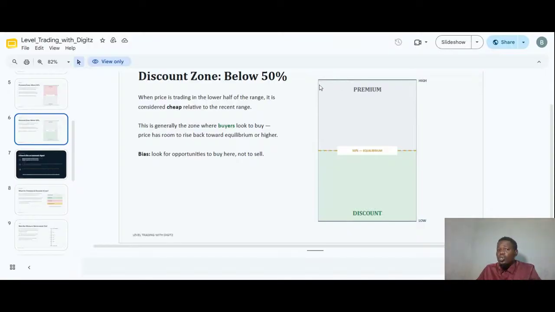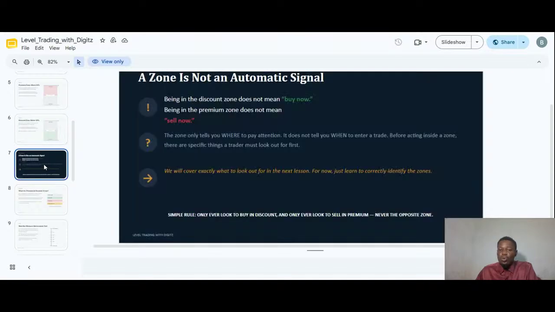Remember, I told you, you look for your most recent swing high to a swing low. Then you draw it there. I'll be showing us a practical, don't worry. After drawing the array, the upper side is the premium, then the lower side is the discount. So in this discount, you look towards buy. You only look to buy in the discount zone. Do not sell in the discount.